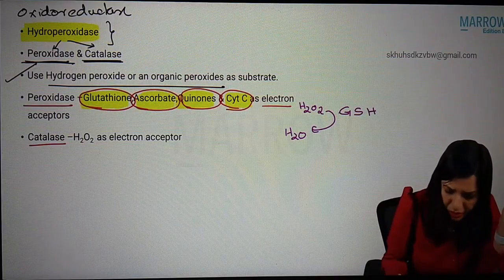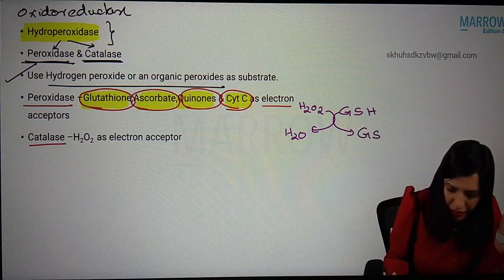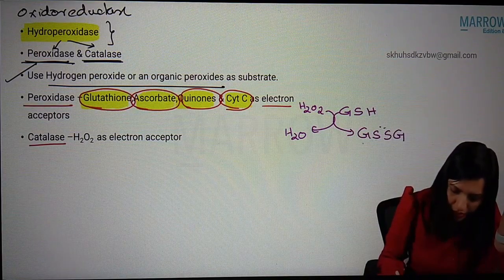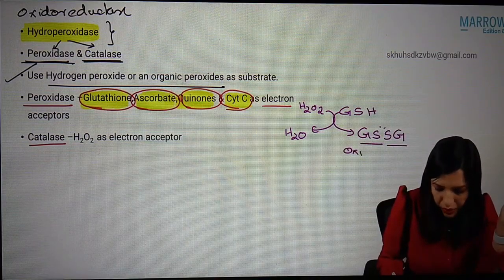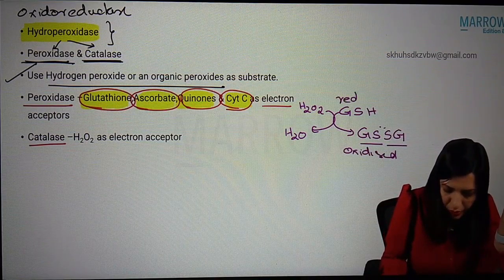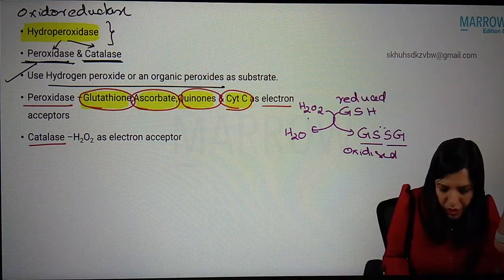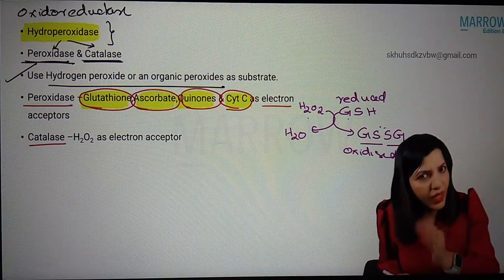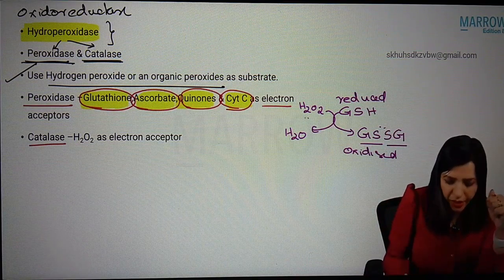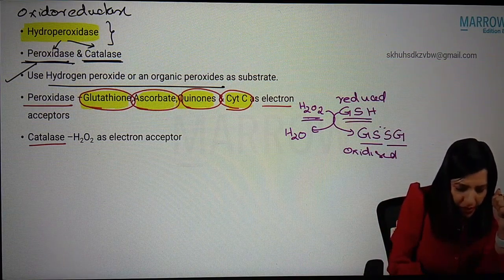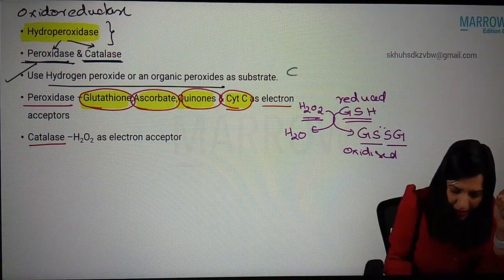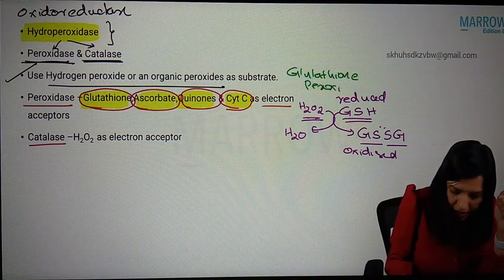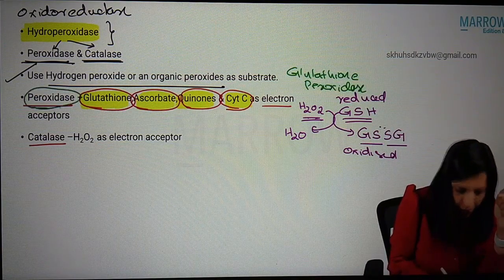You will be learning about this later also. GSH is reduced glutathione. It is converted to oxidized glutathione, which we write as GSSG. So this is oxidized, this is reduced glutathione. So hydrogen peroxide is converted to water, where glutathione is acting as the electron acceptor, and the substrate here is hydrogen peroxide. Now this enzyme comes under peroxidase, and that enzyme is glutathione peroxidase. So this is an example of peroxidase.